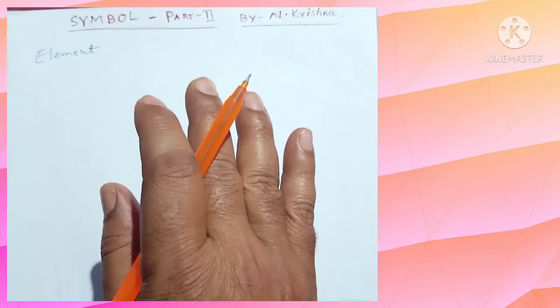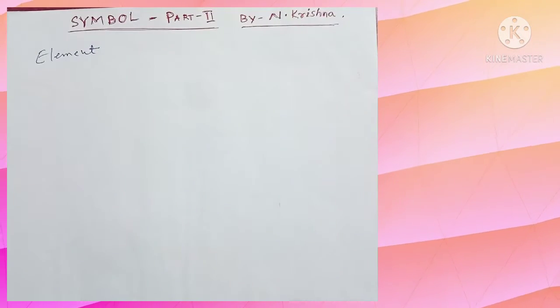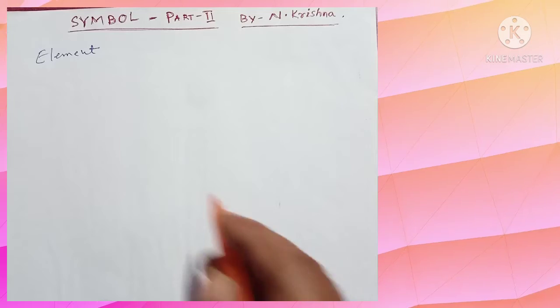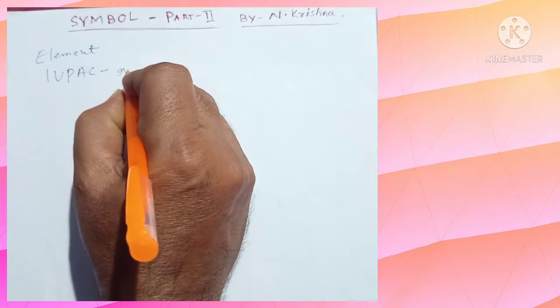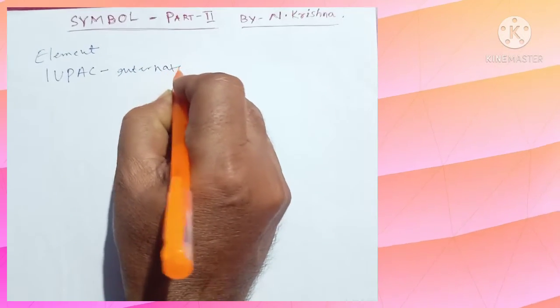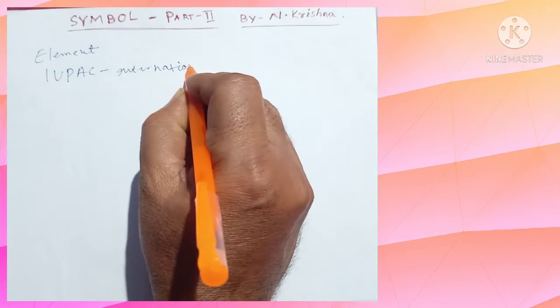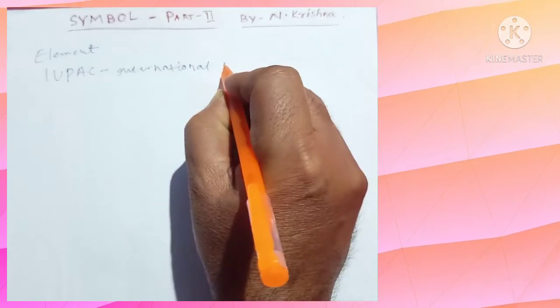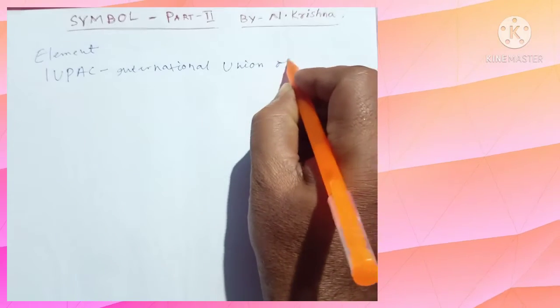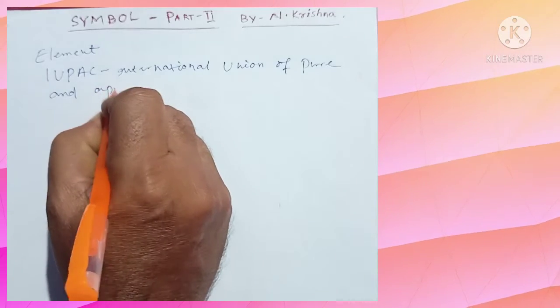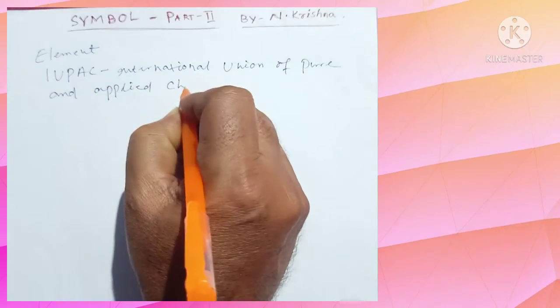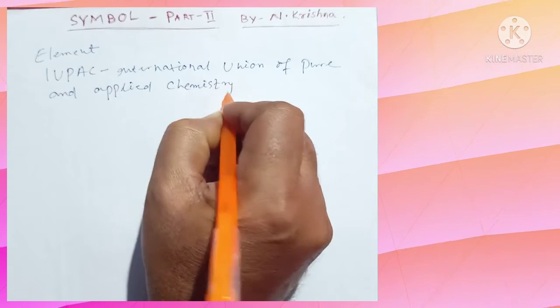It is known to us that 118 elements have been discovered, and the symbols of these elements are proposed and approved by IUPAC, International Union of Pure and Applied Chemistry. This is the full form of IUPAC.